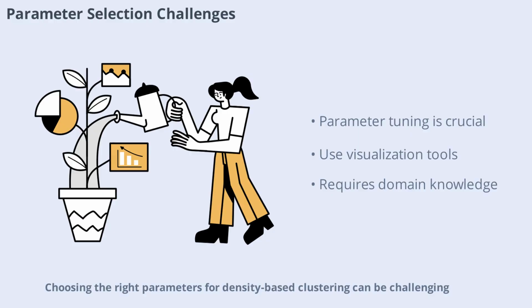Choosing the right parameters for density-based clustering can be challenging. Epsilon and min-pts must be carefully tuned to match the dataset's characteristics. Visualization techniques such as k-distance graphs can help identify suitable values. Experimentation and domain knowledge are often needed to achieve the best results.